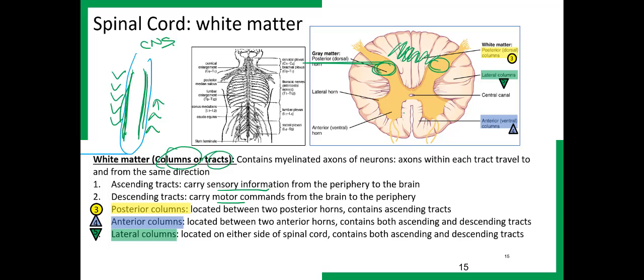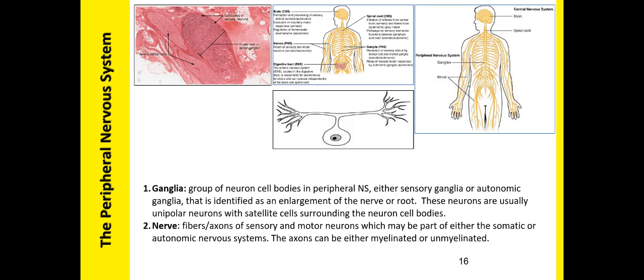Columns in the front, the anterior columns, contain both ascending and descending tracts. Again, this makes sense because the cell bodies of motor neurons are found in the anterior or ventral horns. And then the lateral columns on the side contain both ascending and descending tracts. So that's it for the central nervous system.